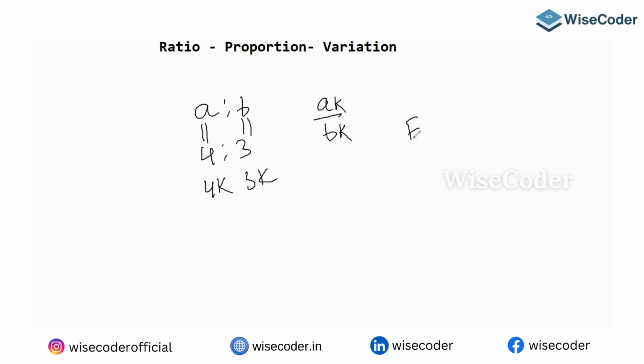For example, there is a ratio 3 is to 4. It doesn't mean 3 and 4. No, it is 3K and 4K. That's what you need to understand.